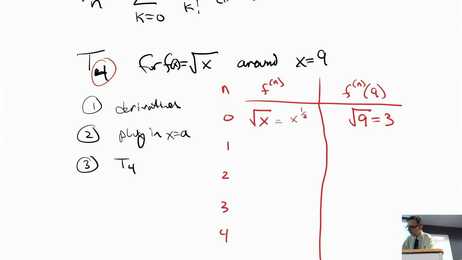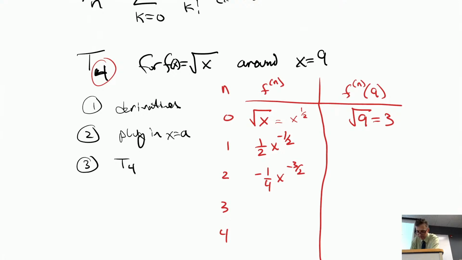So first off, who are we going to bug? How about Claire? Claire, what's the first derivative of this thing? Oh, yes, 1/2 x to the negative 1/2. That's perfect. All right, Morgan, what about the second derivative? Negative 1/4 x to the negative 1/2. Okay, we're doing great. Third derivative.